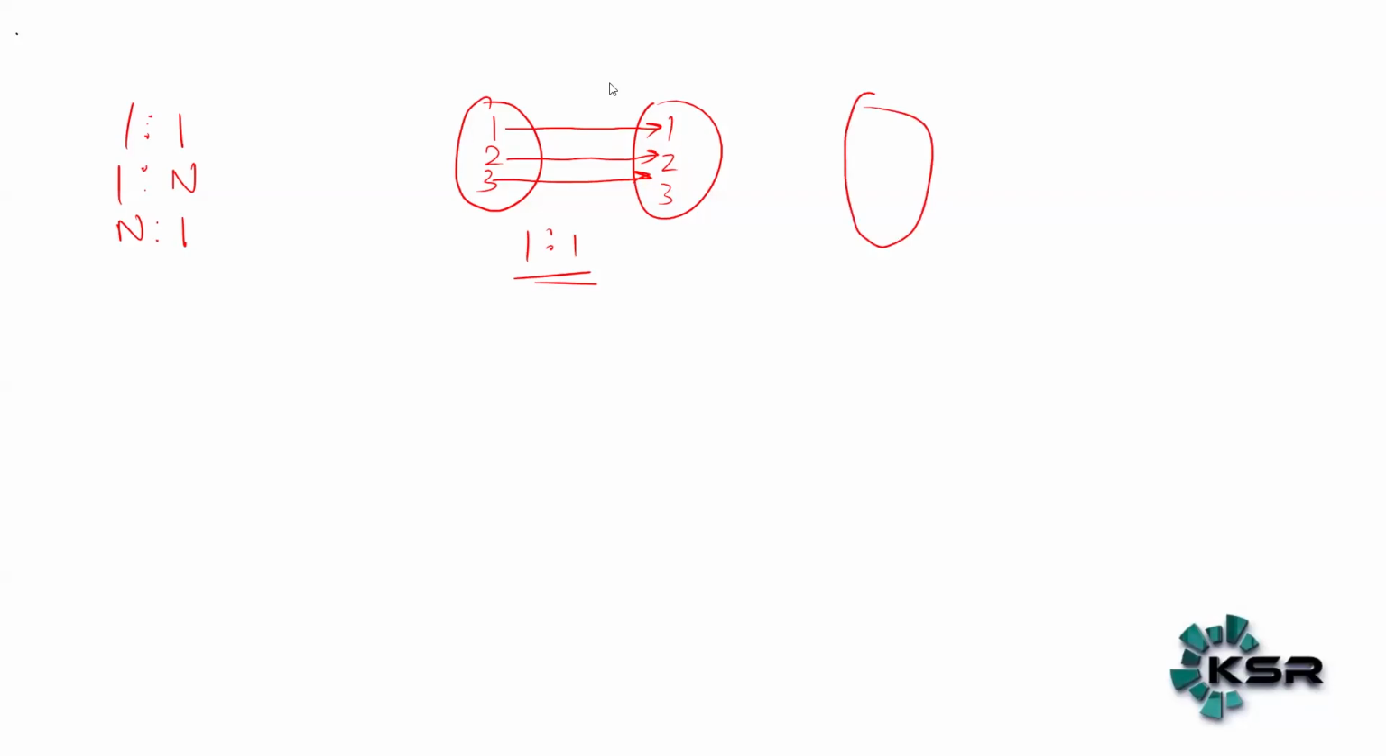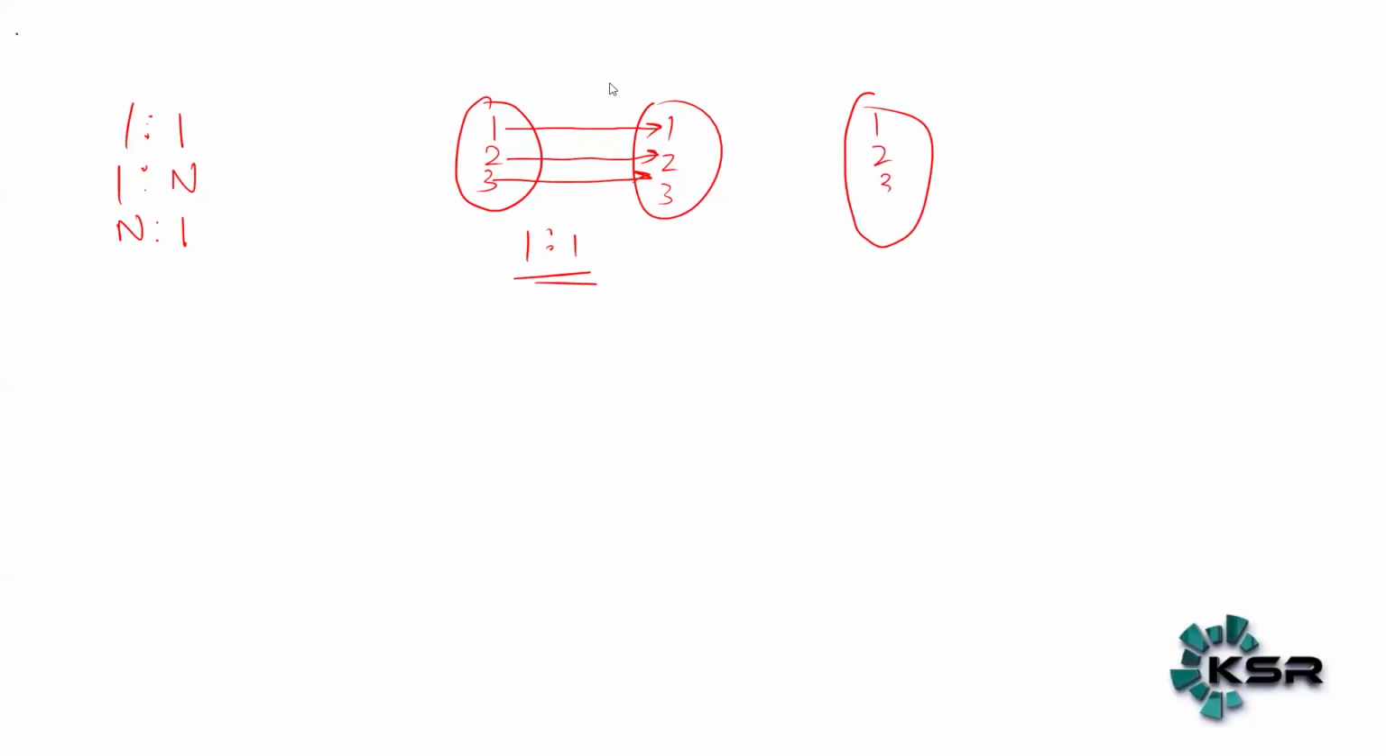So how will it be? Let me create this. In one-to-one, 1, 2, 3. Okay, 1, 2, 3. So we have one-to-one mapping. 1 is mapped to 1, 2 is mapped to 2, 3 is mapped to 3. This is an example of one-to-one, where every record in a table has an associated record in another table. Now what is one-to-many?